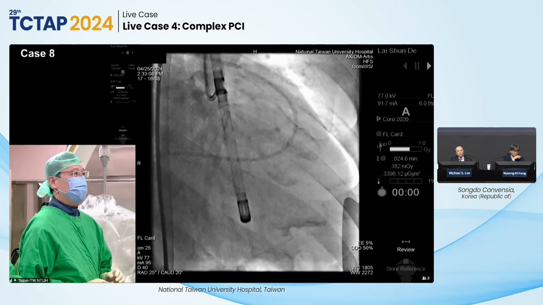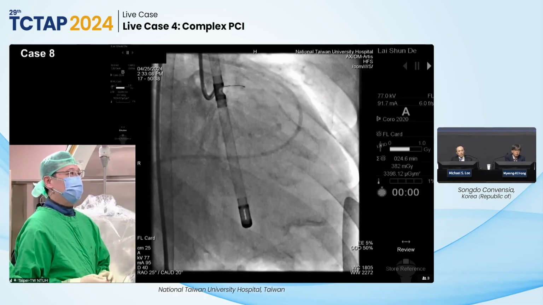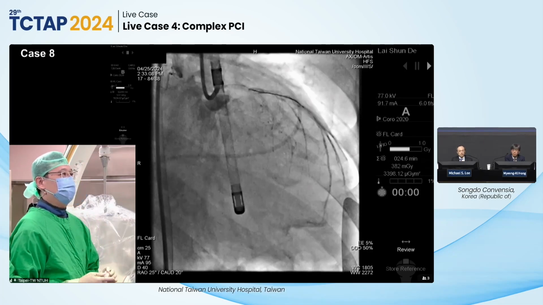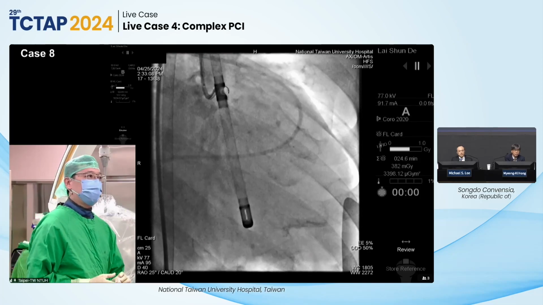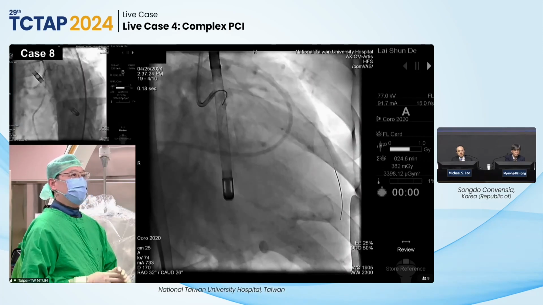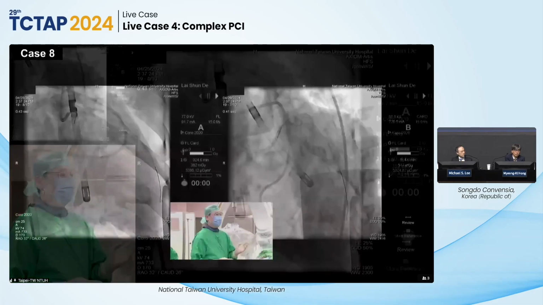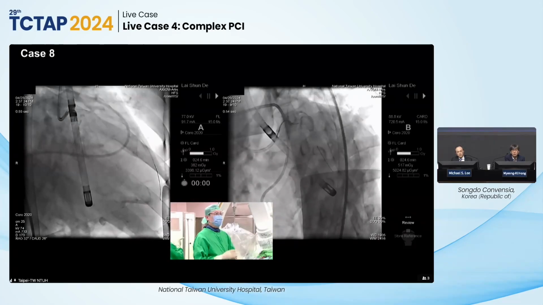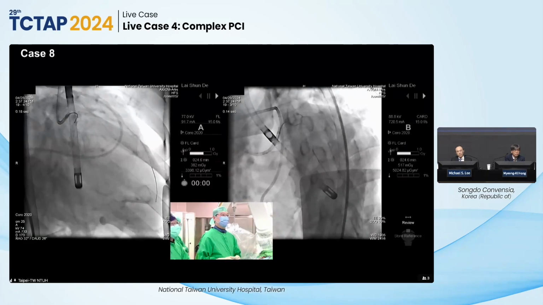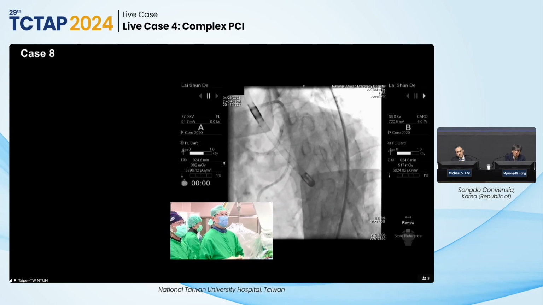And initially, we placed the wire to LAD distally and to circumflex distally, and the lesion was progressed. It's difficult to negotiate the lesion. LAD was easier, but in the circumflex there's some critical lesion. As you may have seen, the wire tip was stopped here. So we're using another wire, and the wire can pass through the critical lesion with a microcatheter support.